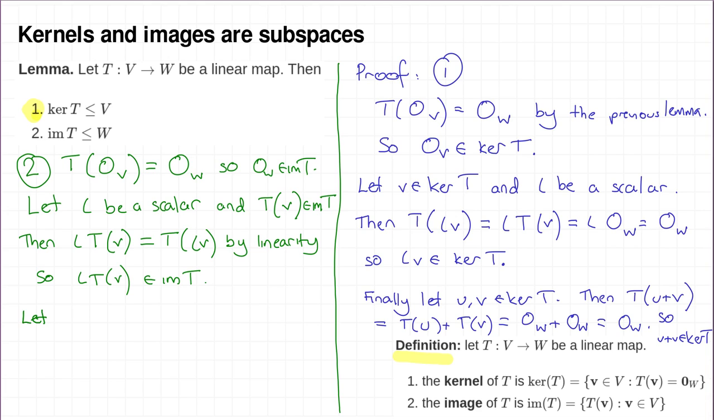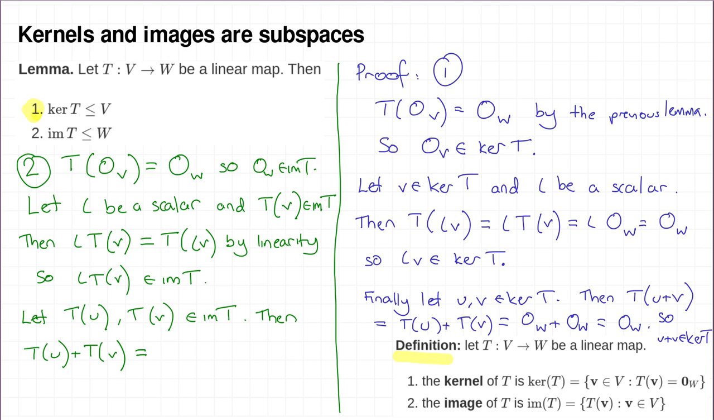So I have to pick 2 elements of the image of t and show that their sum is in the image of t. Elements of the image of t look like t applied to u or t applied to v. So we'll take any 2 elements in the image of t, which we know are equal to t of something, t of u and t of v for some u and v in the vector space capital V. I've got to show that t of u plus t of v is again in the image of t.